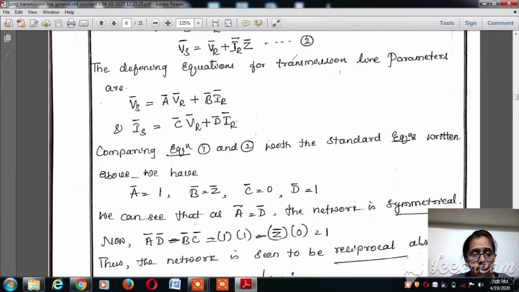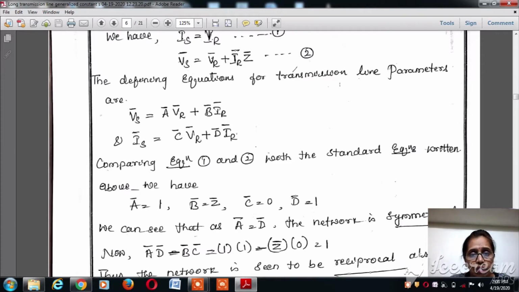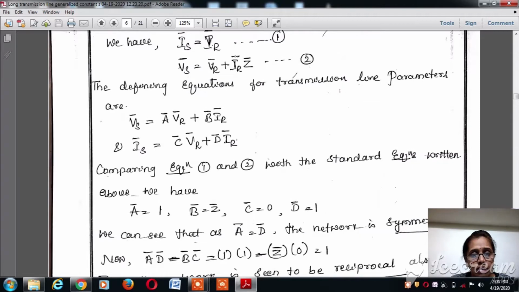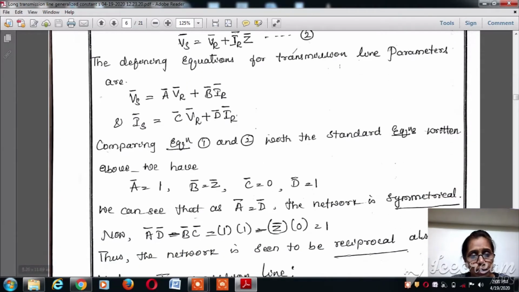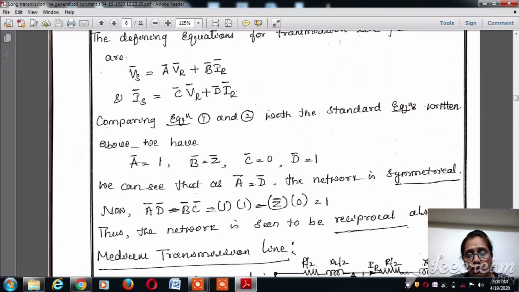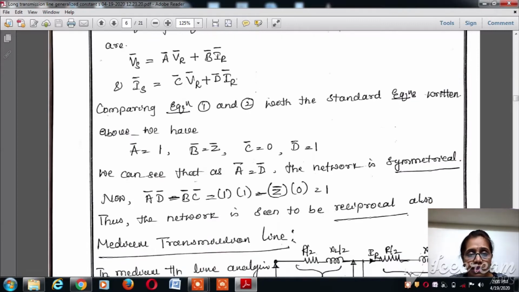Now we found that A is equal to 1, B is equal to Z, C is equal to 0, and D is equal to 1, because there is only one parameter associated with this, that is D into IR. It should be equated to the Is equation, where Is is equal to IR. So A equals 1, B equals Z, C is equal to 0, and D is equal to 1.